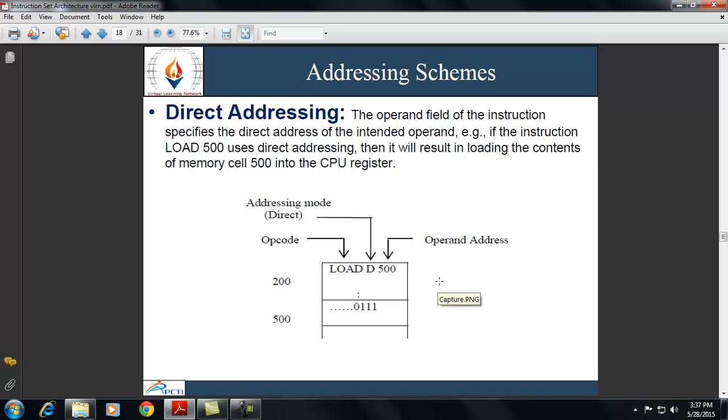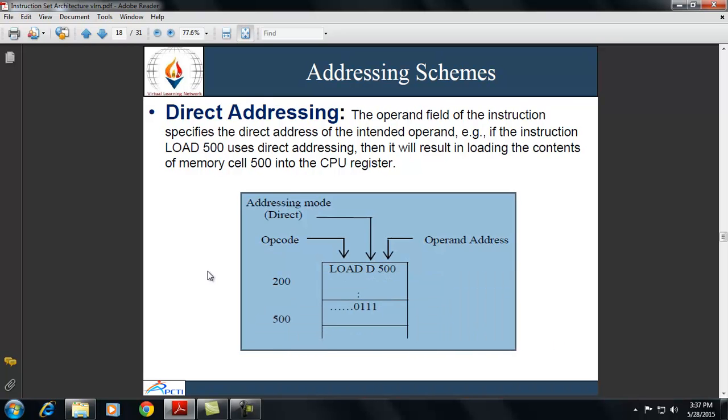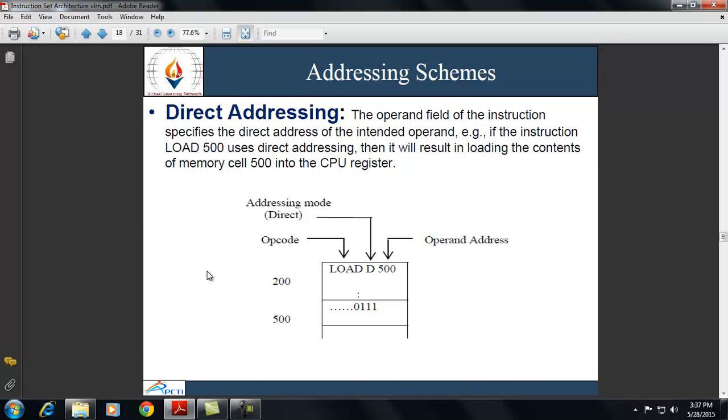So this is a type of immediate addressing. Direct addressing means the operand field of the instruction specifies the address of the intended operand. In this you can see these are the memory addresses. This is the instruction that contains load D, for direct, and 500 is the operand address, which specifies the address of the main memory from which the operand is to be fetched. It means on evaluating this, 500 is the address, the control will go to the address 500, and from this address the value will be fetched. This is direct addressing, in which the instruction contains the address from which we can access the value.